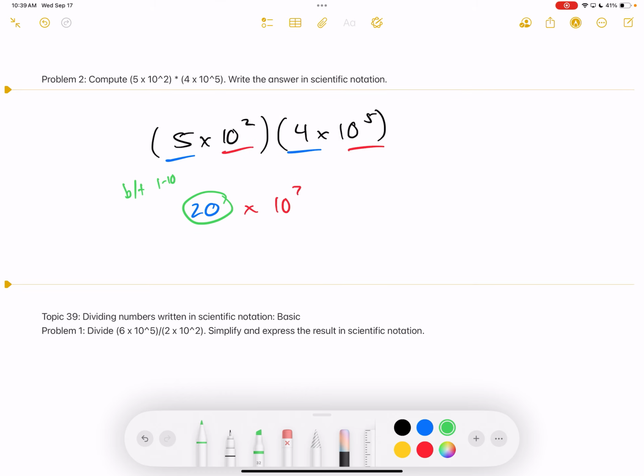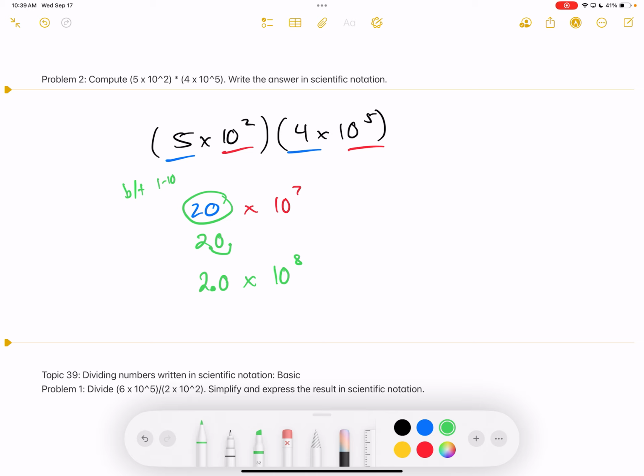Okay. So I need to take the decimal and move it 1 over here. So if I make this 2.0, then it will work. But I moved it 1 over. So I'm going to add 1 to its exponent. This is where it's hard to remember if you add 1 or subtract 1, but I'm going from a bigger number, like a 20 to a 2, so I would add it.